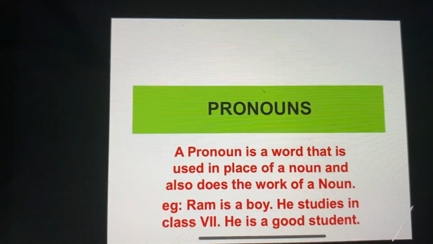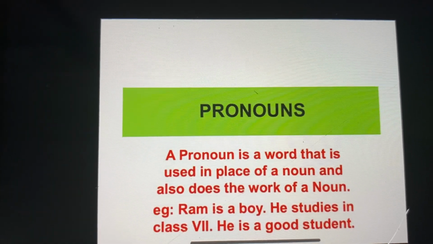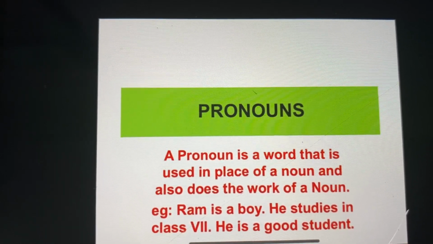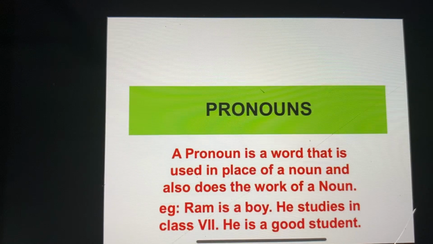Hello everyone. So today we'll be starting a new topic that is on pronouns. Now what are pronouns? Let's see the definition first.